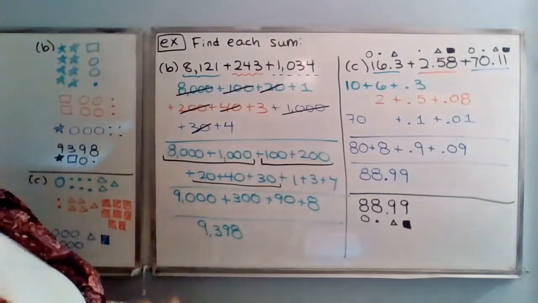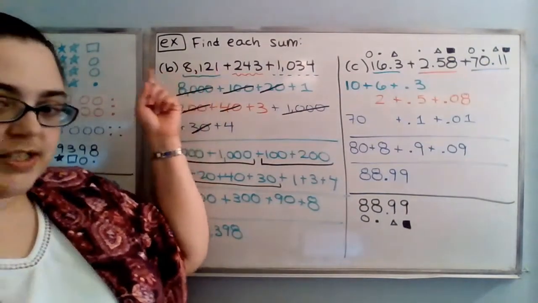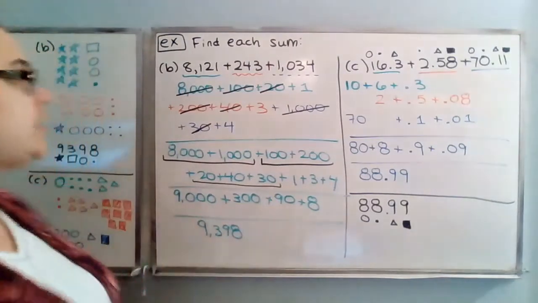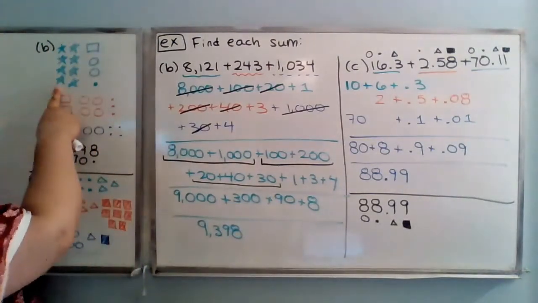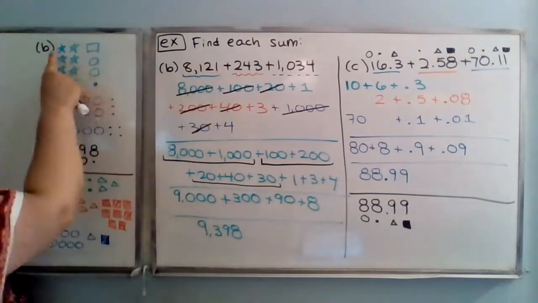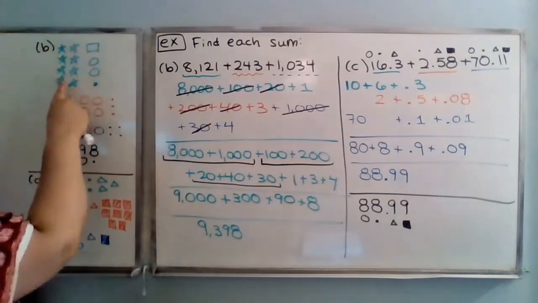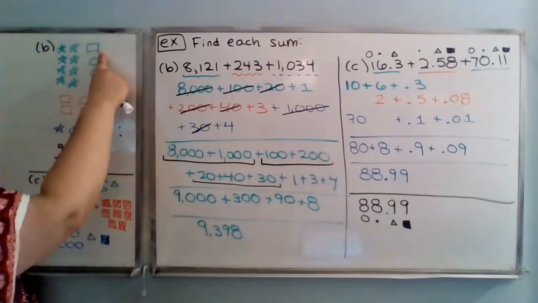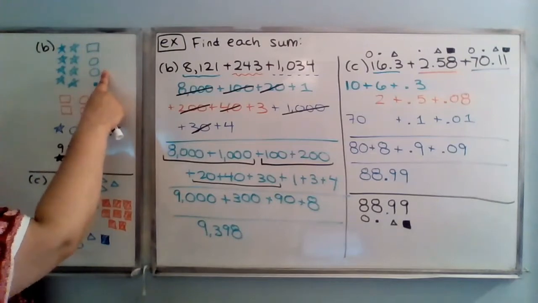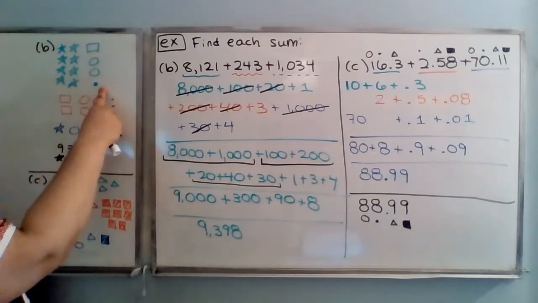So because in part B, I had thousands place, I needed to come up with a new picture for thousands, of course. So I decided to use a star. So for 8,121, I drew out 8 stars to represent 8,000, 1 square to represent 100, 2 circles to represent 20, and 1 dot to represent the 1.